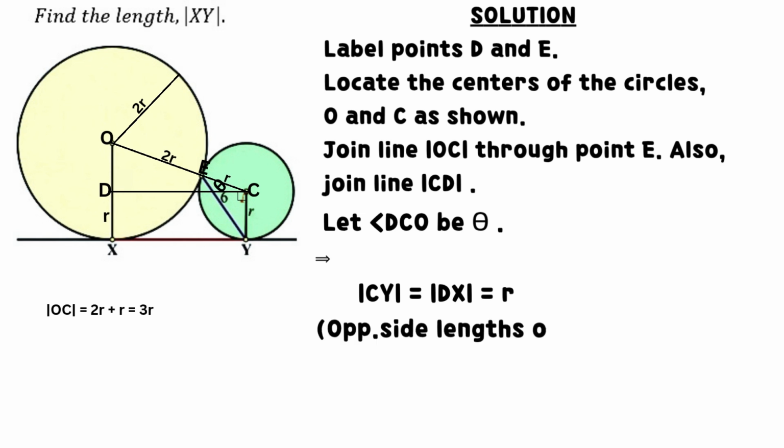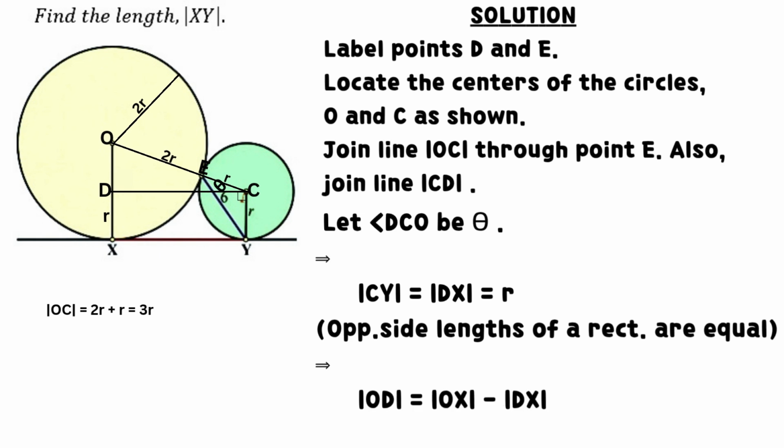This implies that line CY equals line DX, which equals R. The reason is that opposite side lengths of a rectangle are equal. It follows that line OD equals line OX minus line DX, which equals R, as shown on the screen.